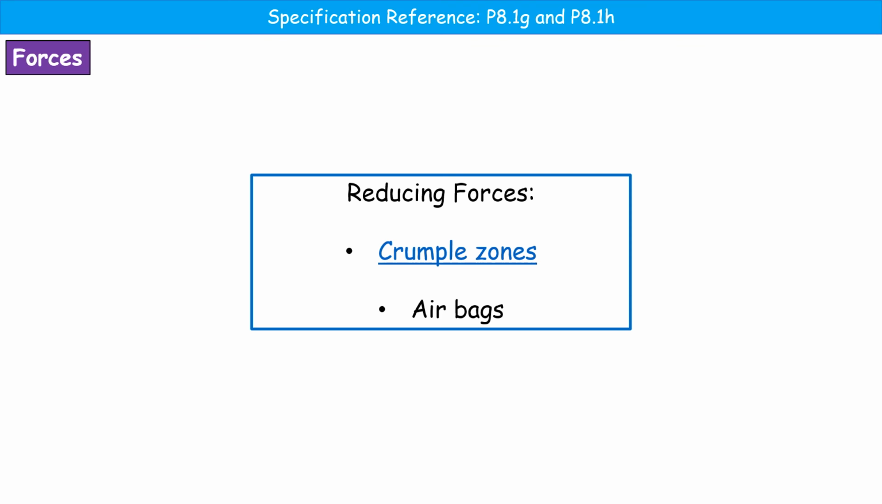And then crumple zones. This is one of the main reasons why our modern cars generally end up written off when they're in a crash, because they're actually designed to pretty much fold up. So different regions of the car have been made with different densities of metal, etc., so that in the event of a crash, that engine area is going to fold in a very controlled fashion.